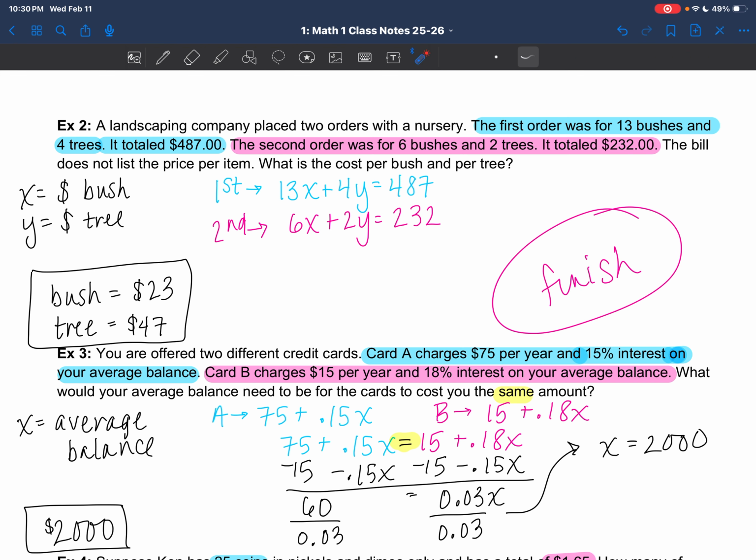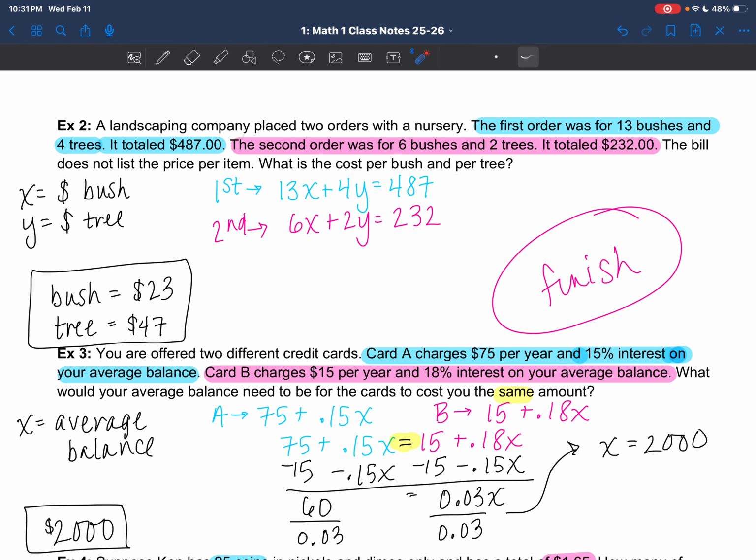All right, so the first order gives us bushes, trees, and a cost. So how my information is related here is all from the first order. And so I did 13 times the cost per bush plus 4 times the cost per tree, and this was the total we spent. And then the second order was 6 times the cost per bush, and then 2 times the cost for a tree for $232.